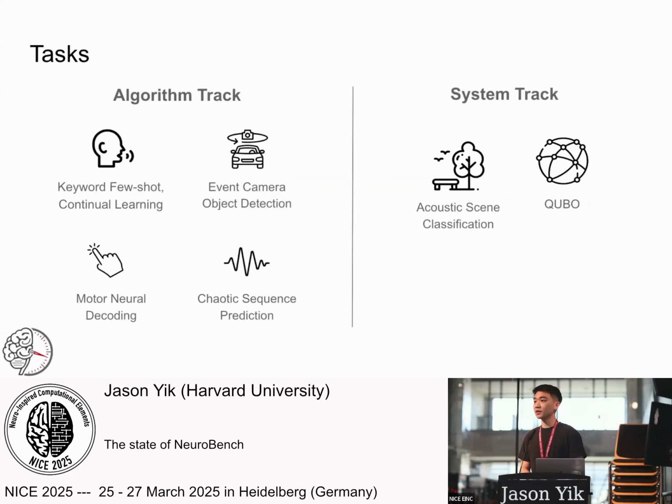In terms of tasks, on the algorithm track, we have 4 tasks. Those are a keyword few-shot continual learning task, event camera object detection, neural decoding of motor cortical data, and chaotic sequence prediction. And over on the system track, we have tasks which are more aligned with the current scope of existing neuromorphic hardware, that is acoustic scene classification and this optimization task.